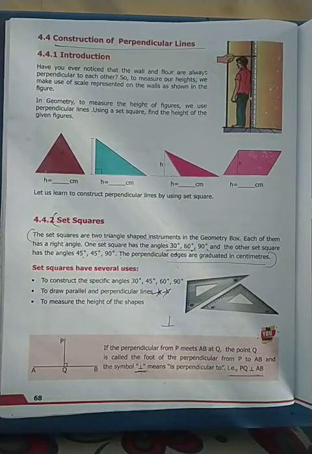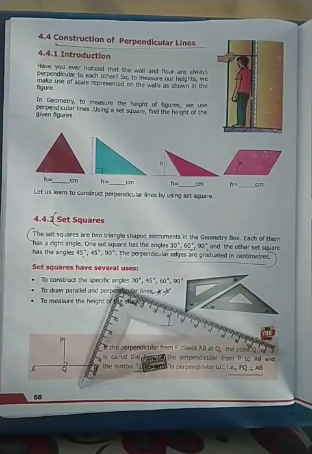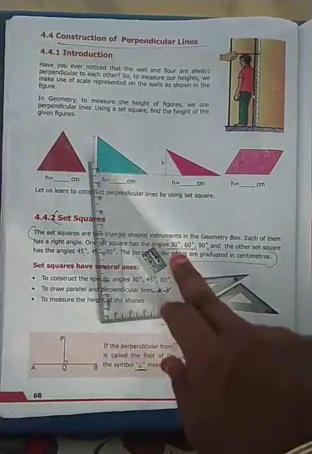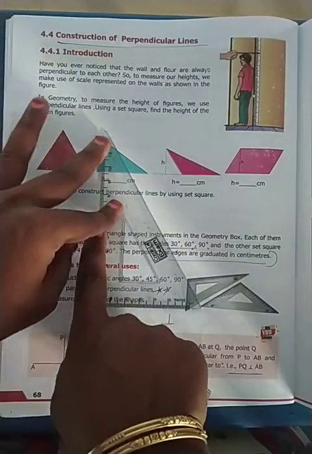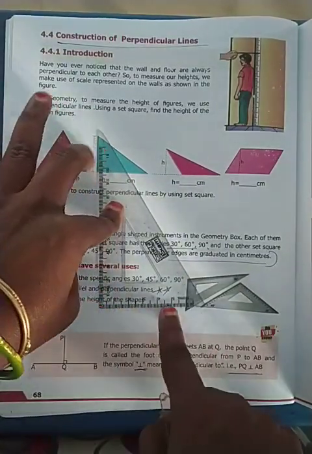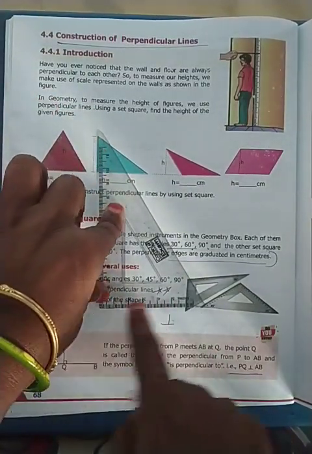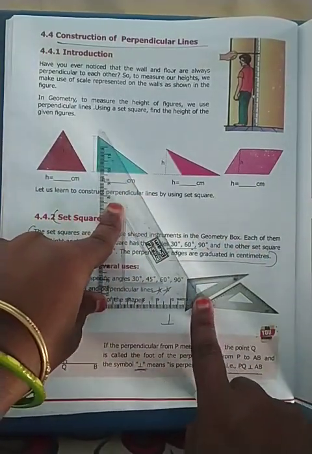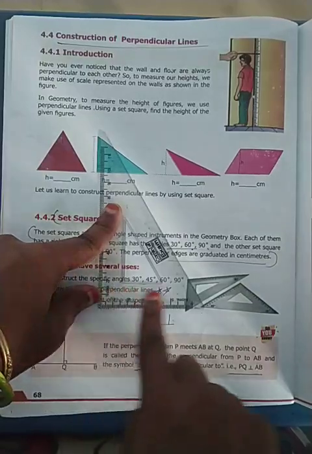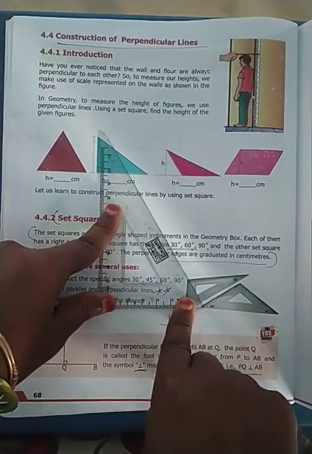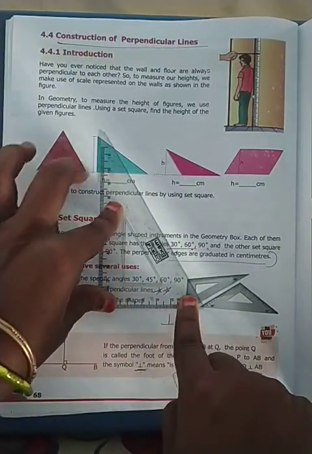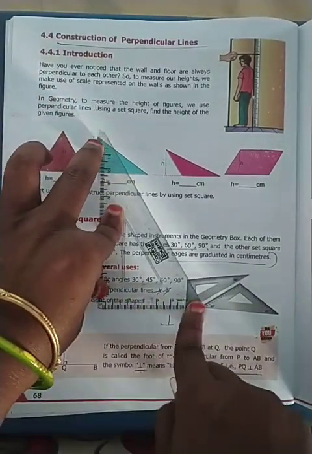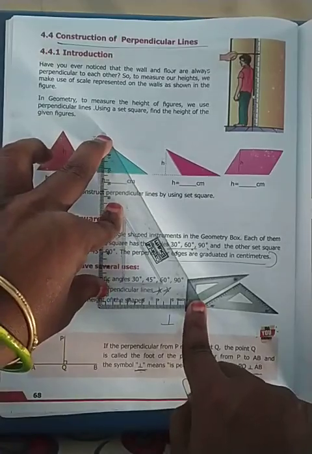I will show you. This is the first set square. What is the angle here? One angle is 90 degrees. 90 degrees means it should be a perfect L. So this L is the 90. If this is 90, this angle will be 60. 90 plus 60 will be 150. The total sum is 180, so 180 minus 150, I will be getting 30 degrees. So 90, 60, 30. This is the first set square.